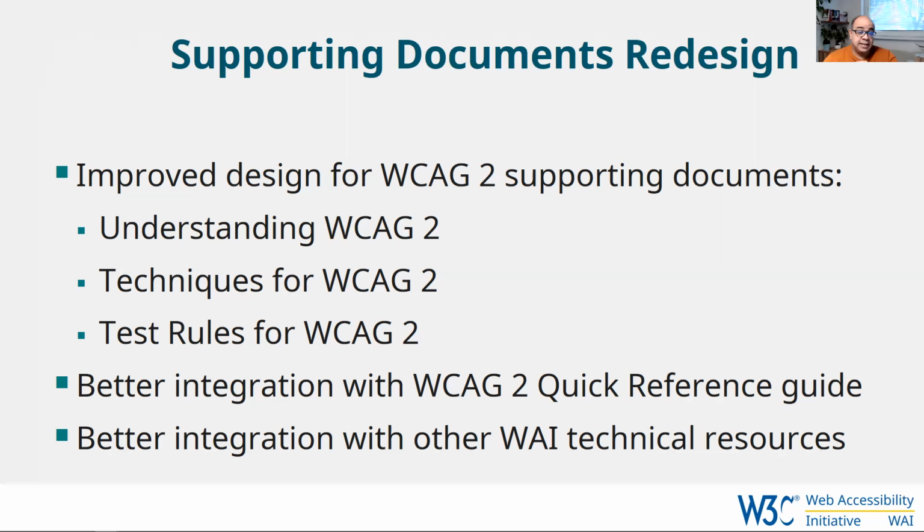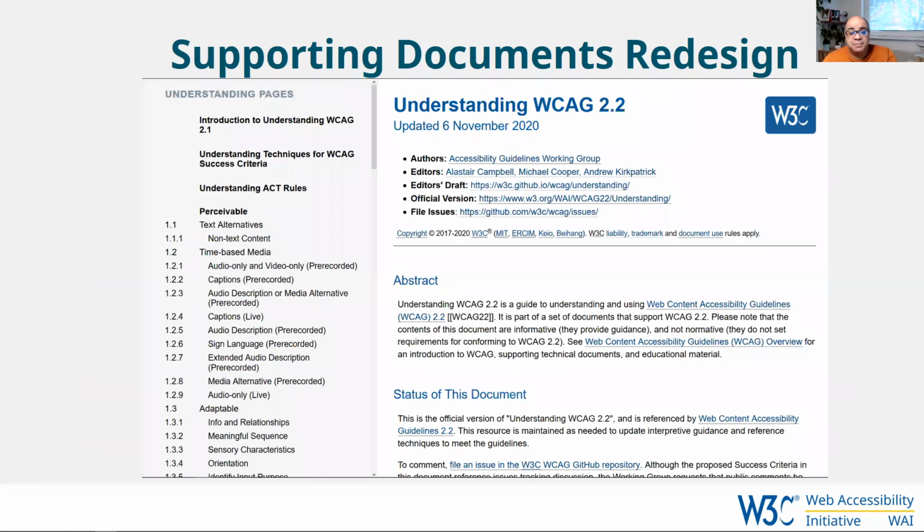So we are undertaking a project to redesign these, not necessarily the content of these, but how they're displayed and how they're interlinked. For example, to better integrate these with the WCAG 2 Quick Reference, which is a document that many of you might know that brings together a lot of the WCAG guidance in a way that can be customized, and also better integration with other WAI resources. Let me show you some examples.